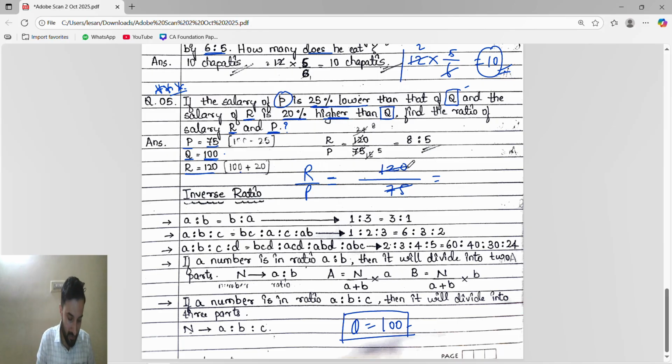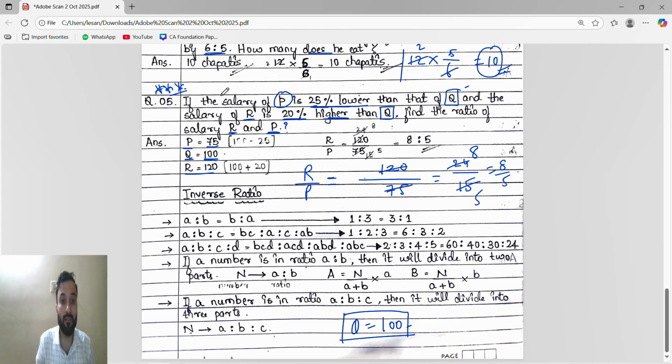Calculator. 120 divided by 5, 24. 75 divided by 5, 15. So again it will go by 3. 3 eights are 24, 3 fives are 15. So 8:5 is the correct answer. The ratio of the salary is 8 by 5.